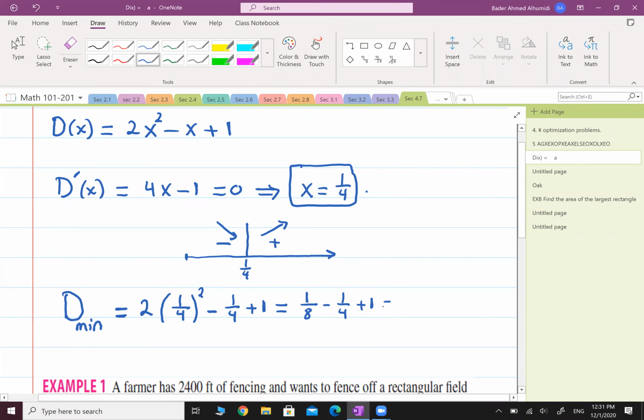And clearly all of them are divisible by 8, or 8 is the least common denominator. So I have here 1 minus 2 plus 8. So the final answer will be 8 minus 2 is equal to 6, plus 1. The minimum distance between them is 7/8 units. Clear? And it appears exactly at x equal to 1/4.